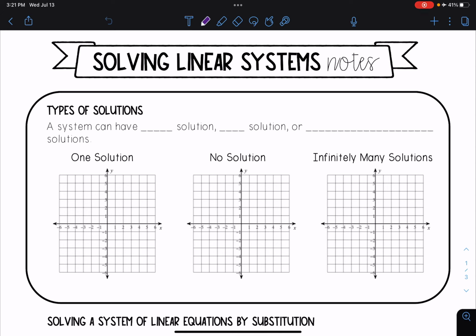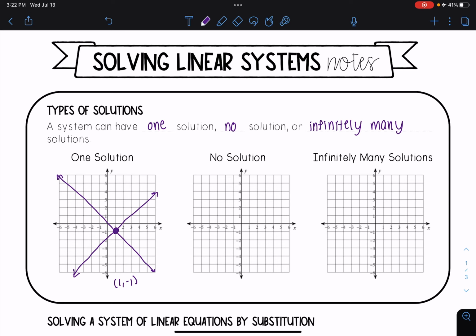So there are three different types of solutions that we can have for a linear system. We can have one solution, no solution, or infinitely many solutions. So one solution would be, for instance, let's say I had this line right here and this line right here. My solution would be where the two lines intersect. And so my solution for this one, for instance, would be (1, -1). That's how it would look when you're graphing it.